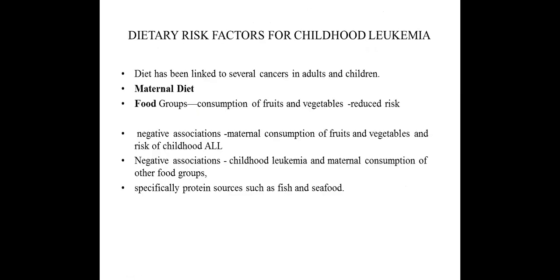Dietary risk factors for childhood leukemia: diet has been linked to several cancers in adults and children. Maternal diet, food groups include consumption of fruits and vegetables. Reduced risk: a negative association is seen between maternal consumption of fruits and vegetables and risk of childhood acute leukemia.